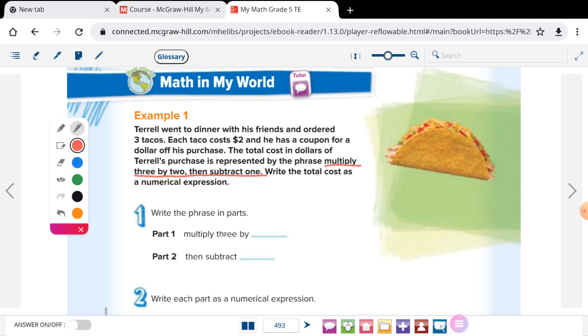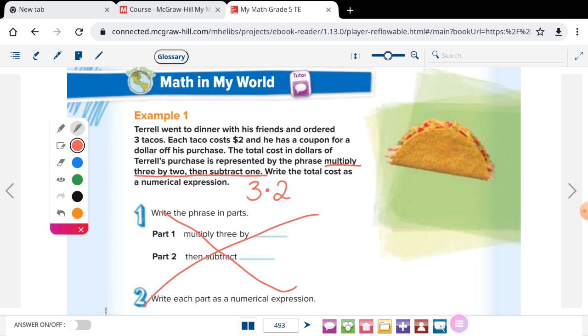Multiply 3 by 2, then subtract 1. Write the total cost as a numerical expression. So is it wanting me to give an answer right now? No, it wants a numerical expression. We're going to ignore all of these steps. We're just going to read what we see and write it in numbers. Max, if you see multiply 3 by 2, what does that look like? 3 times 2. So right here we're going to write 3. I'm going to use a dot instead of an X times 2. Then subtract 1.